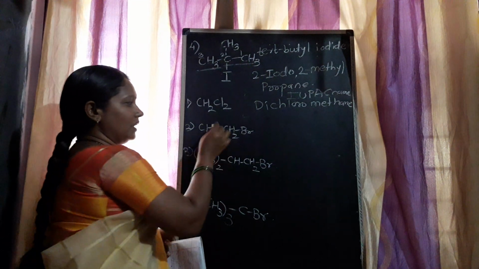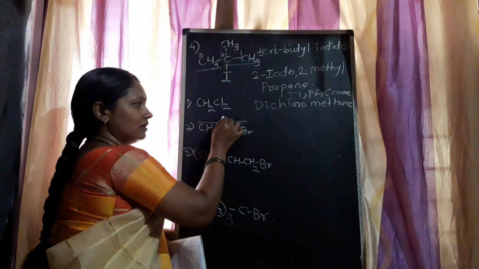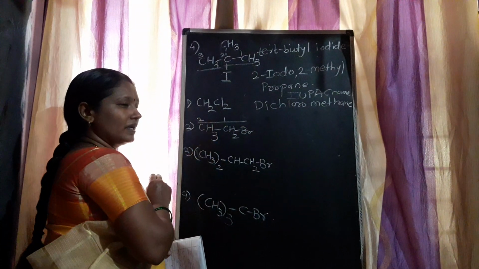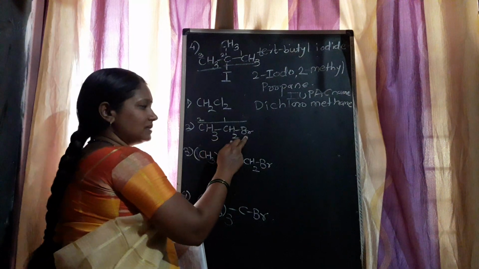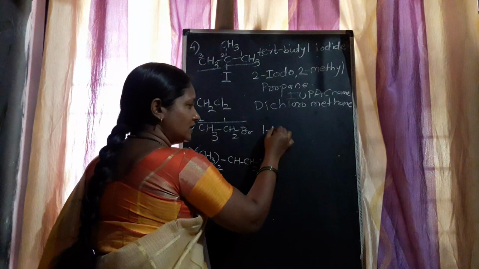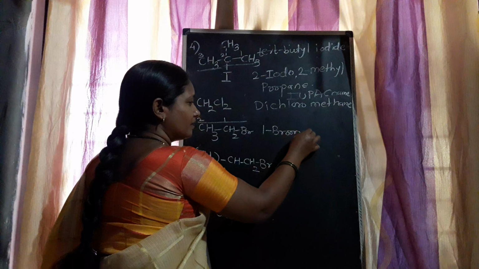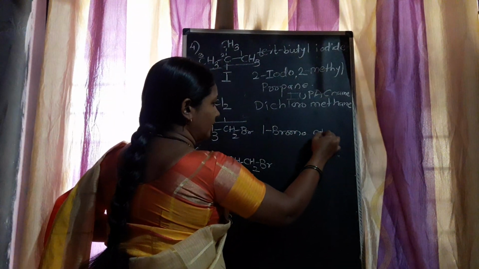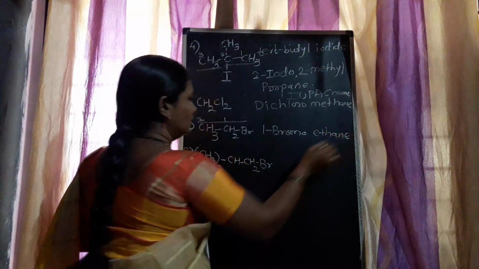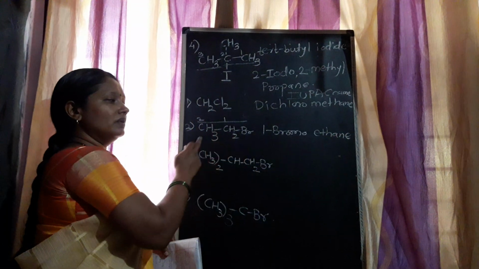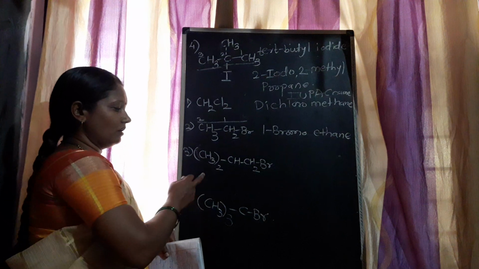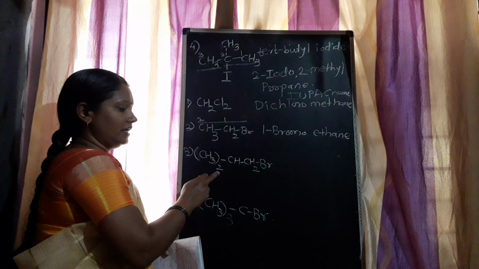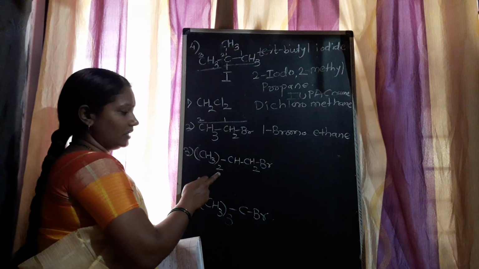Now second example, this is the long chain. Numbering starts from the functional group, 1, 2. At the first carbon atom bromine is present, therefore the IUPAC name is 1-bromo. Two carbon atoms are present, therefore the alkane is ethane. 1-bromoethane.